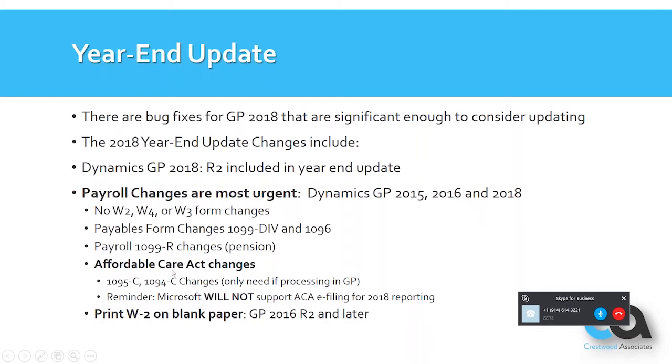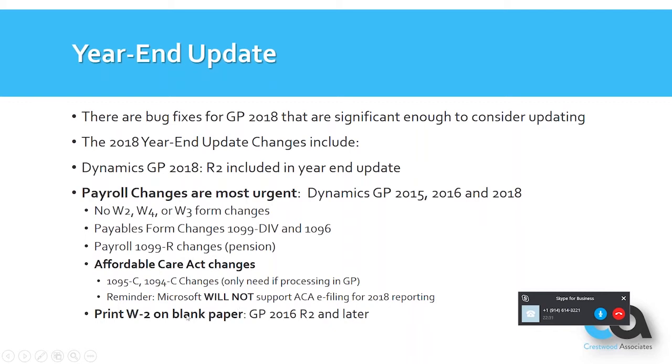And then the Affordable Care Act did have some changes in the 1095 forms. So if you are processing that, if you're using the HR module in GP and you need to be able to print those ACA 1095 forms, then you will want to make sure that you get this year-end update for that purpose as well.